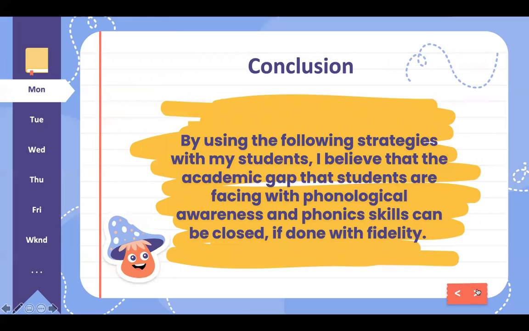So in conclusion, by using the following strategies with my students, I do believe that the academic gap that students are facing with phonological awareness and phonics skills can be closed if done with fidelity.